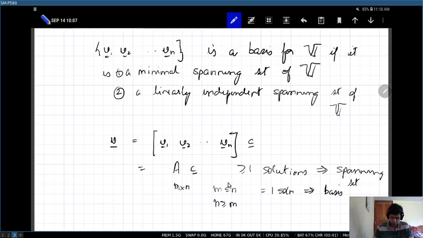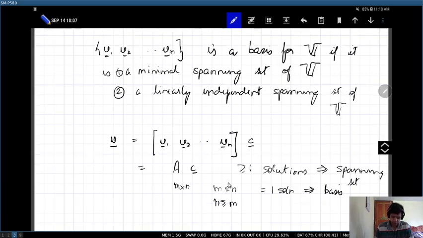So if v equal to A times C has at least one solution for every v, then the set v1 through vn is said to be a spanning set. If it has exactly one solution for every v, then v1 through vn is said to form a basis, right?